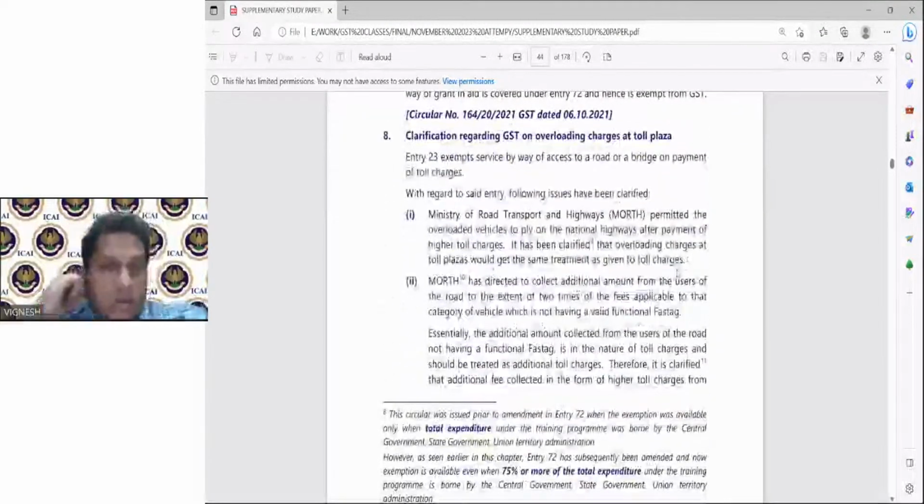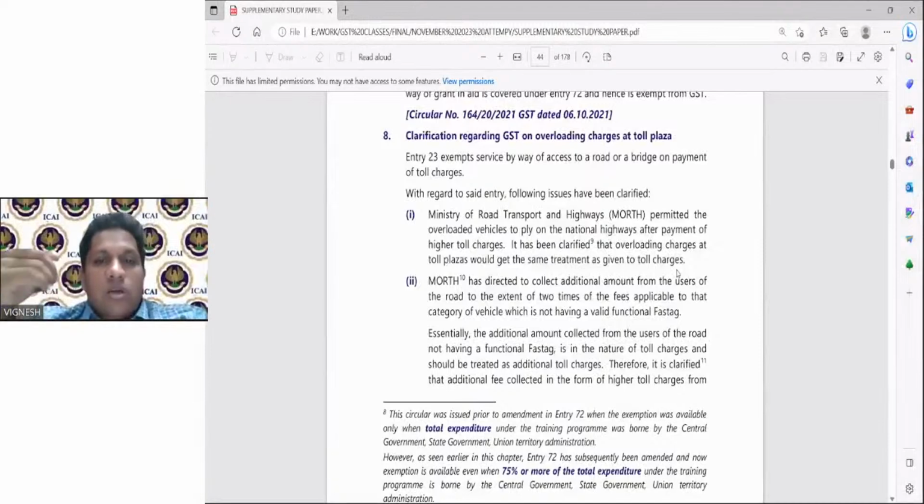Overloading charges at toll plaza. Service by way of access to road or bridge on payment of toll charges is exempt, that we have seen in our discussion. But apart from that, there are some issues. Overloaded vehicles are also allowed to go on the highways on payment of higher toll charges. Overloading charges get the same treatment as toll charges, no need to charge the GST.